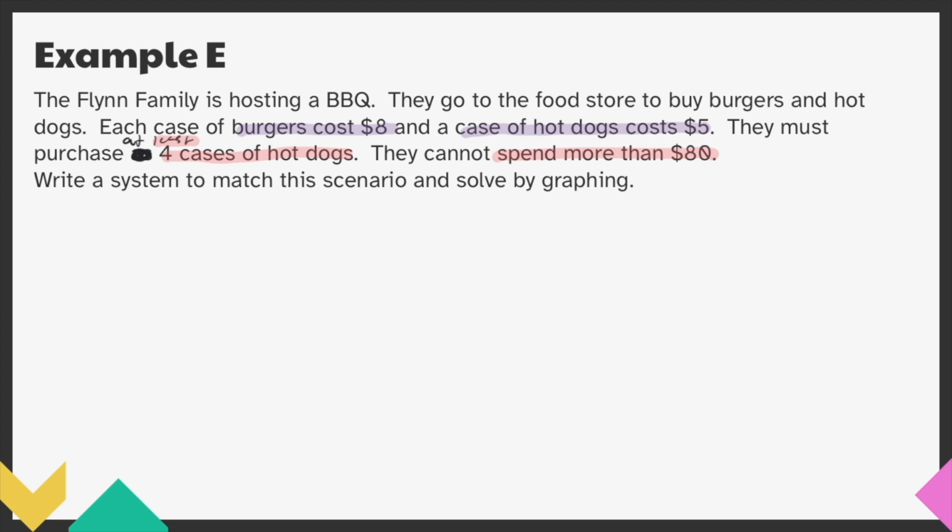So good news, we get to use our graphing calculator once we've got our 2 inequalities. So the first one says the burgers are going to cost $8, so we've got 8b for that. And the case of hot dogs is going to be $5, and I'm going to call that h. And they can spend no more than $80, so that has to be less than or equal to $80. Now for our other inequality, it's going to be much easier because we have to have at least 4 cases of hot dogs. So the hot dogs, we can have greater than or equal to 4.